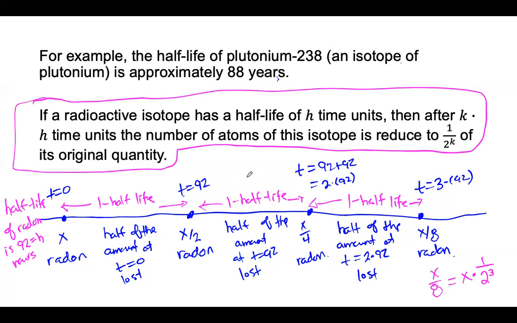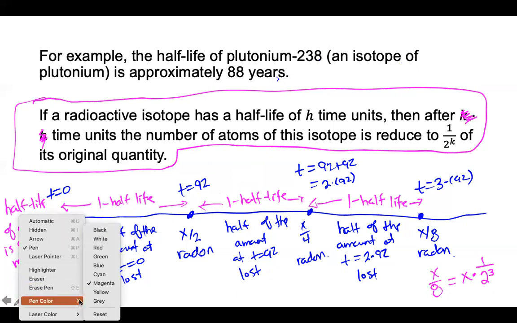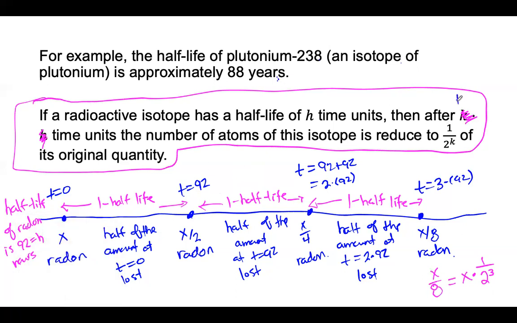So what's here in this box that I'm drawing: if a radioactive isotope has a half-life of h time units, like 92 hours, then after k times h time units, the number of atoms of this isotope, the amount, is reduced to 1 over 2 to the exponent k of its original quantity. So it's reduced by this factor.